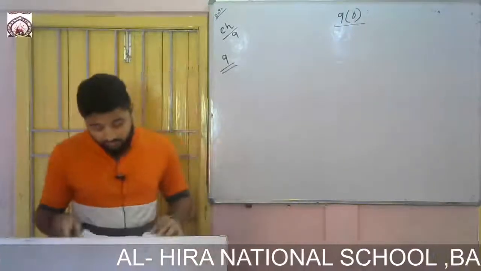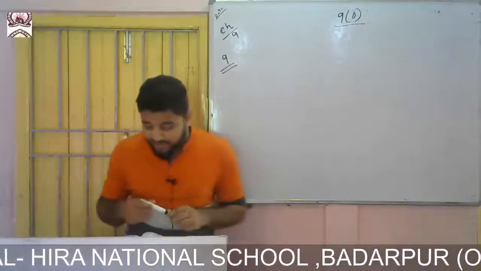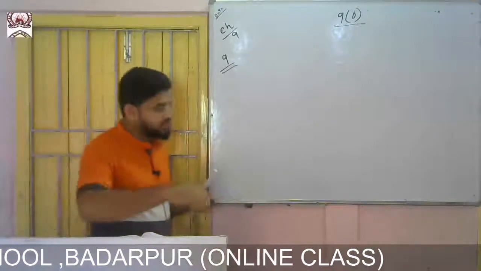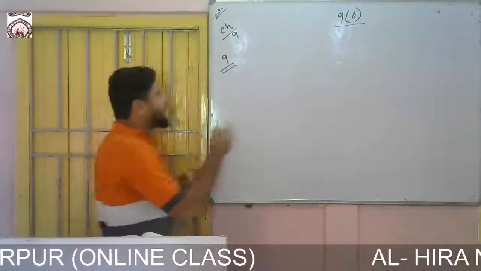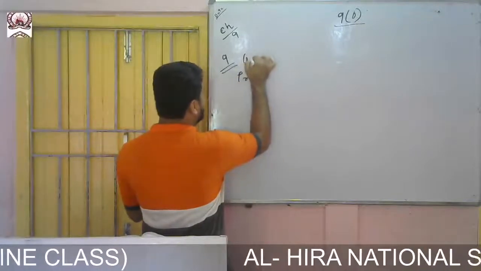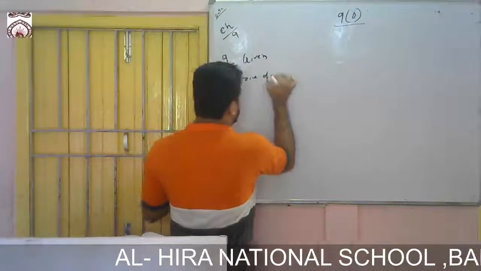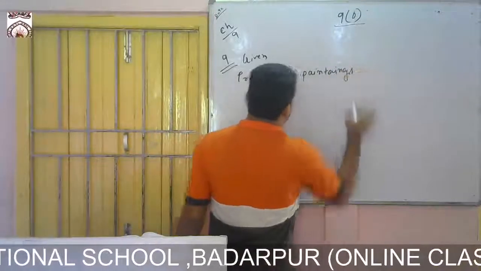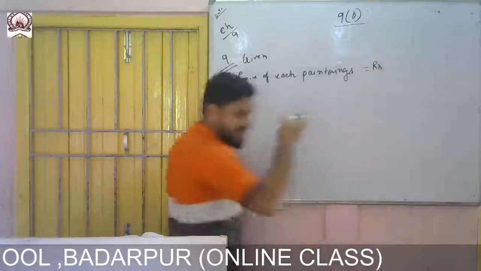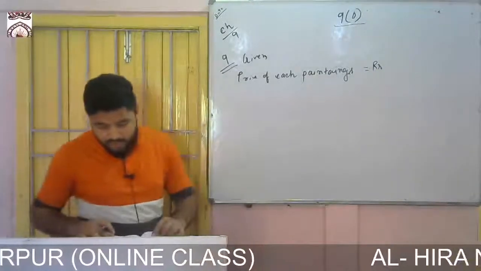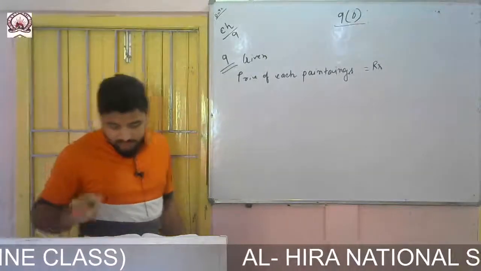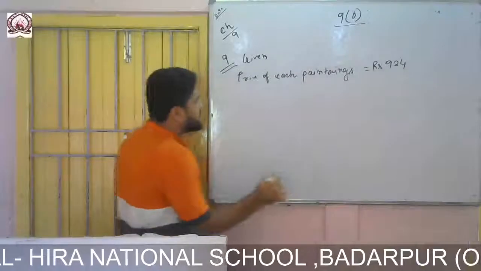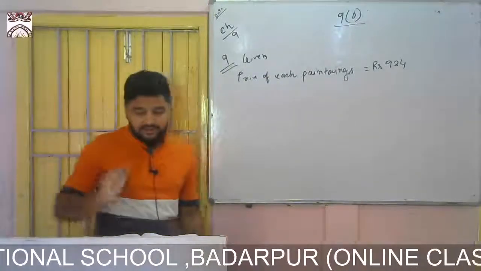Okay. So come to the solution. So first is the selling price of each painting. The price of each painting is given, it is rupees 924.